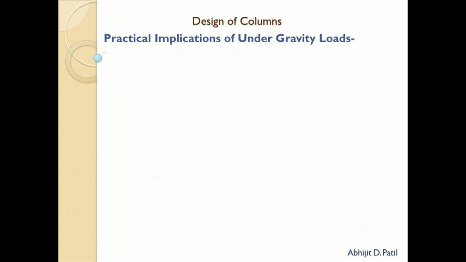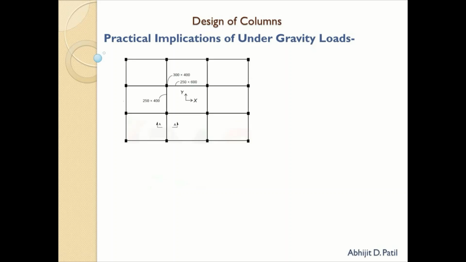So practically, how do we decide which category our column falls under? For that I'm giving you some simple guidelines. These are applicable for simple symmetric buildings just like this. You can see the grid of columns and beams. Don't just look at the sizes, it doesn't matter.